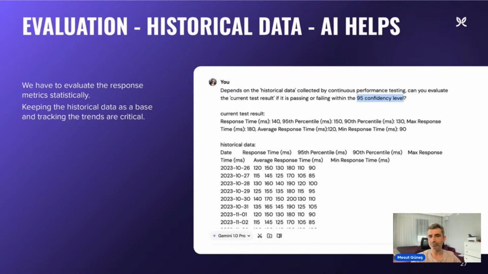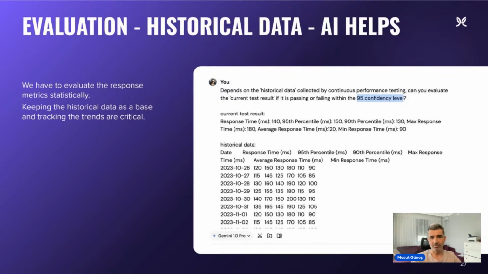So you can also use this statistical package instead of asking AI. But basically, I'm lazy enough to ask the evaluation to Gemini 1.0 Pro. So I provided the historical data. You see that the historical data contains average response time, and also minimum, and different kinds of metrics.